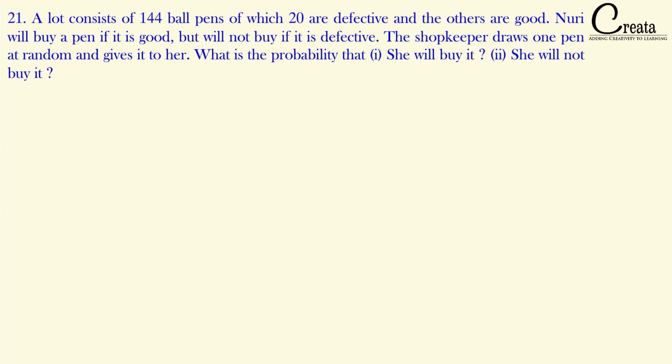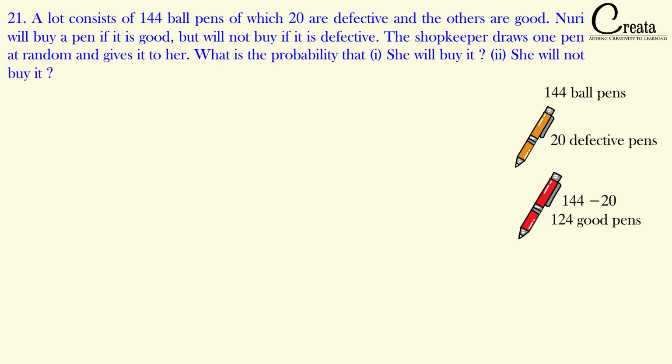The question gives 144 ball pens, out of which 20 are defective. It means that 144 minus 20, that is 124 pens, are good. Total pens are given as 144, which includes 20 defective pens. So we got 124 good pens. And Nuri came to the shopkeeper to buy the pens, and she will not accept the defective pens. As usual, nobody accepts a defective pen.